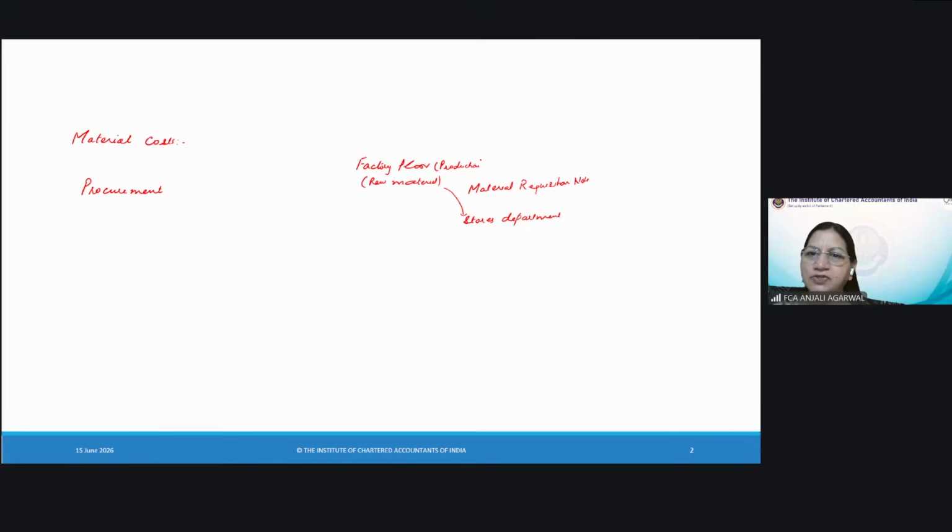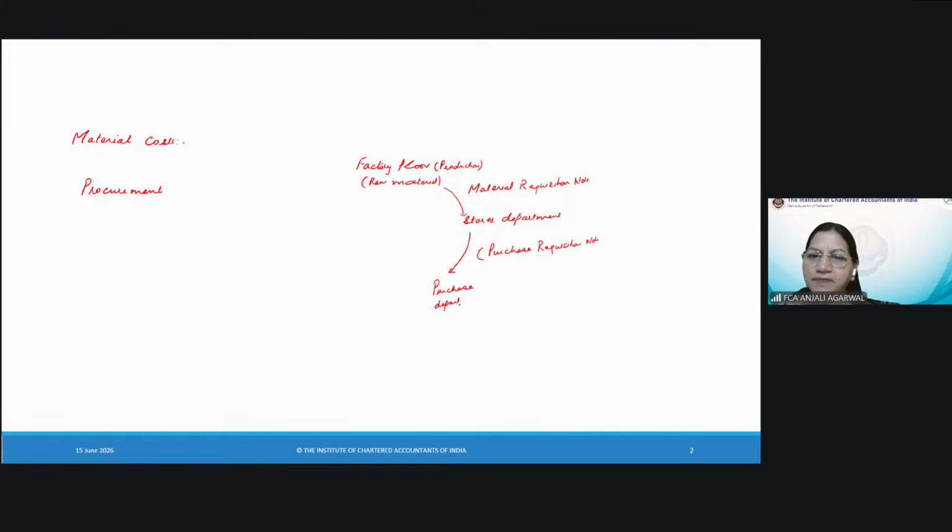And after having issued, when it realizes that the stocks of raw material have come down, it will make a request to the purchase department that this raw material is about to be finished or is no longer at the optimum level which we should keep. So it will make a request to the purchase department that please purchase raw material for us. This raw material has now gone below the levels, and we need to replenish it. So this is called a purchase requisition note.